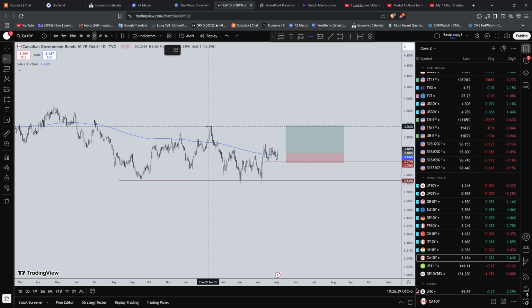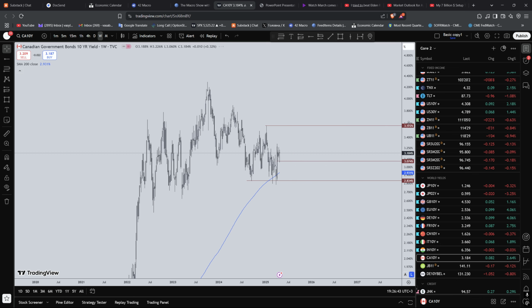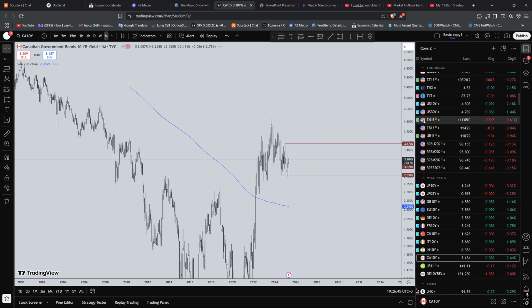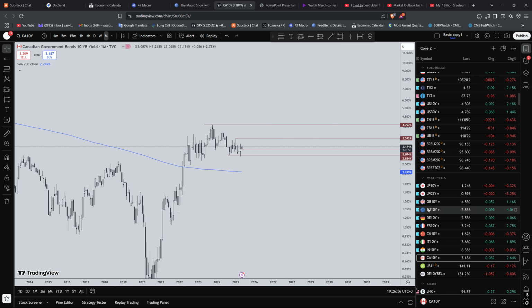This is what the Canadian 10-year is saying as well. This is the trade if I were trading the 10-year. From here, in the next 3 to 5 months, it's signaling a move into a cyclical high in here, 4.2, 4.8, 5%. That's what the Canadian 10-year says.